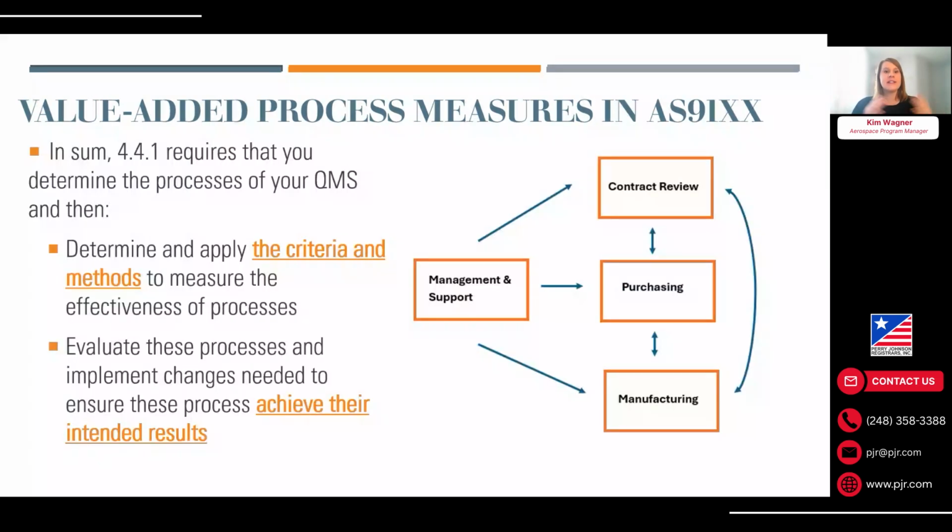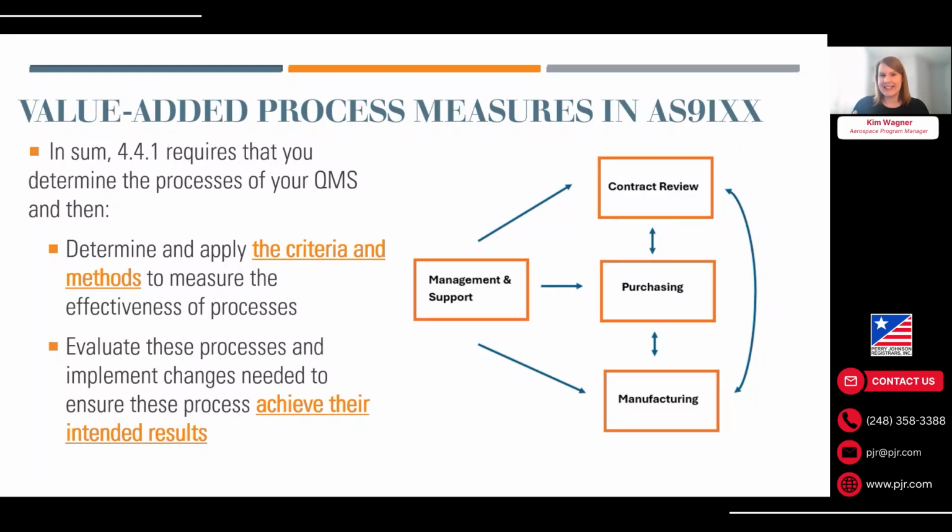So to summarize, we know that you have to define the processes of your quality management system. And once you have those defined, you need to determine what criteria and methods you're going to use to measure the effectiveness of those processes. How are you going to know if those processes are operating effectively? And how are you going to be able to tell when they're not, when you need to take action?